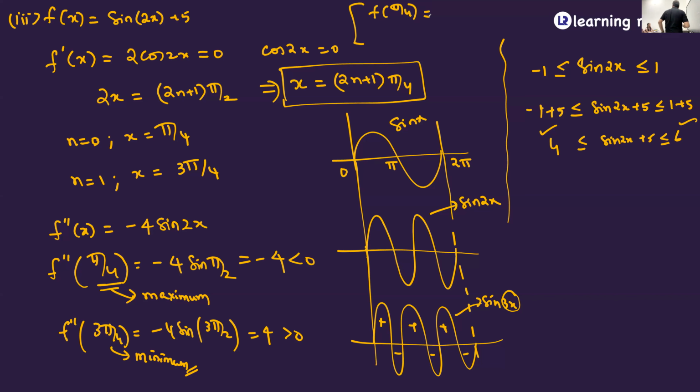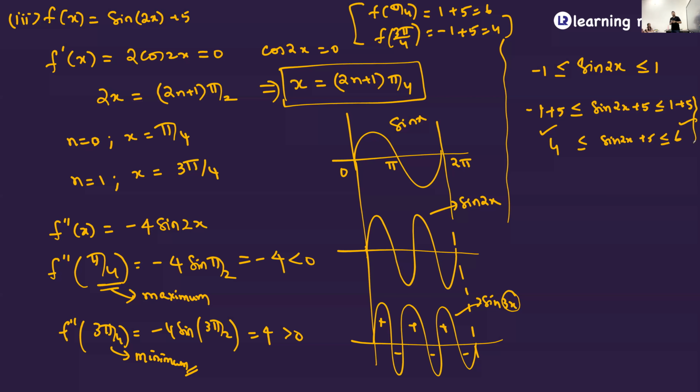Now tell me what is going to be the value of f of pi by 4. I'll substitute it here. Sine of 2 into pi by 4 is sine pi by 2. What is sine pi by 2? 1. 1 plus 5 is going to give you 6. What is f of 3 pi by 4? Sine of 3 pi by 2 is minus 1. So minus 1 plus 5 will give you 4. So the whole story of whatever you did here can be done like this also.